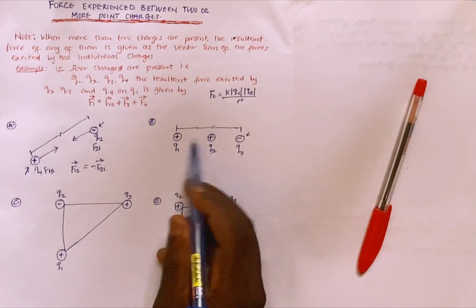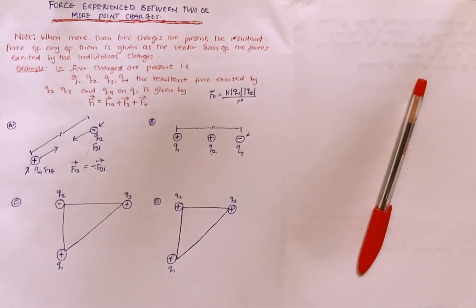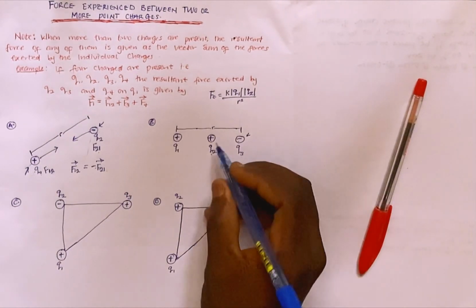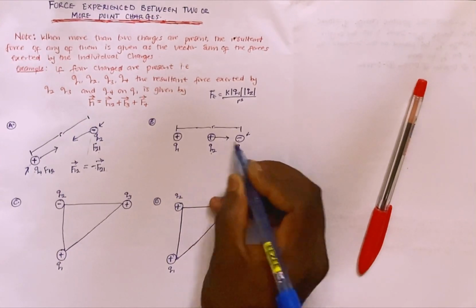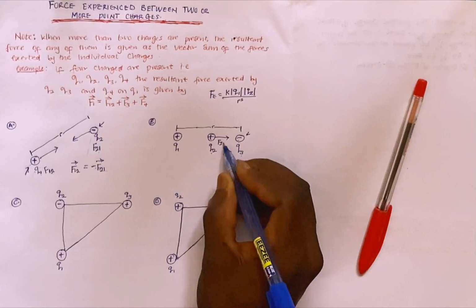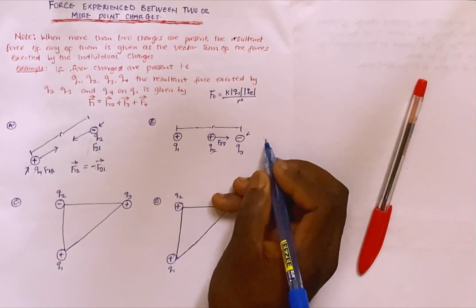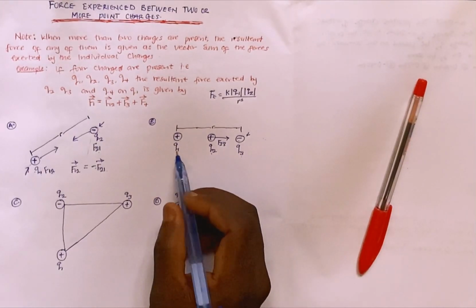So this positive charge is going to experience a repulsive force, while this one will also experience an attractive force. This charge Q2 is going to get attracted to my Q3. That means the force I'm going to experience is F23, and it's going to move towards the positive side.